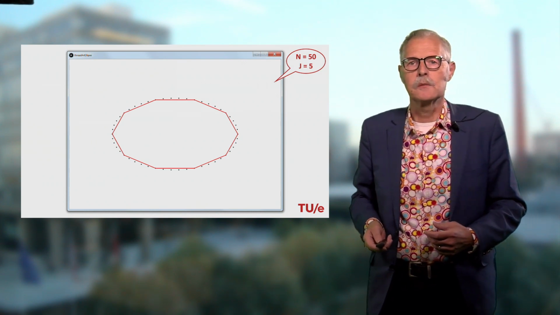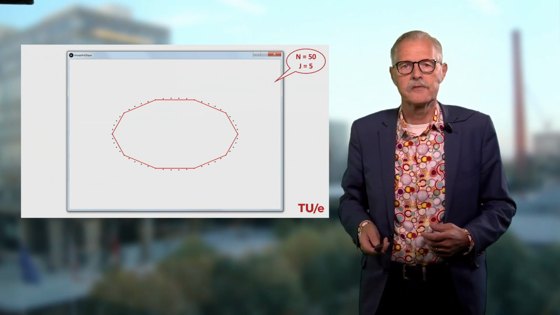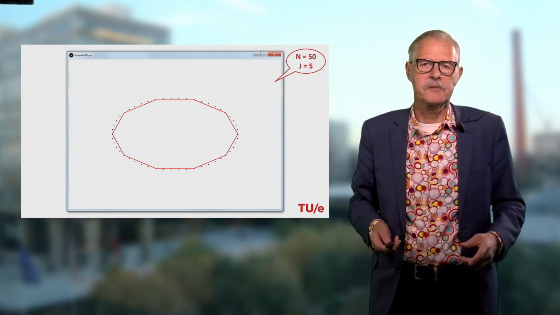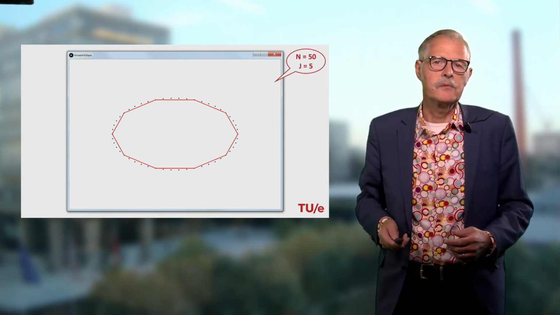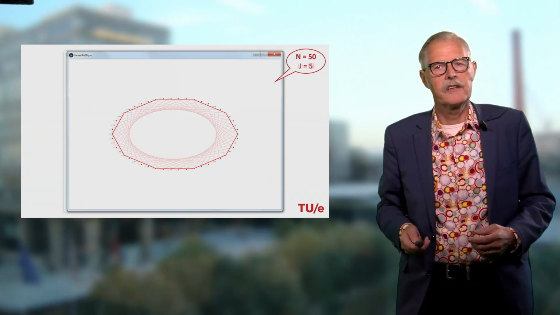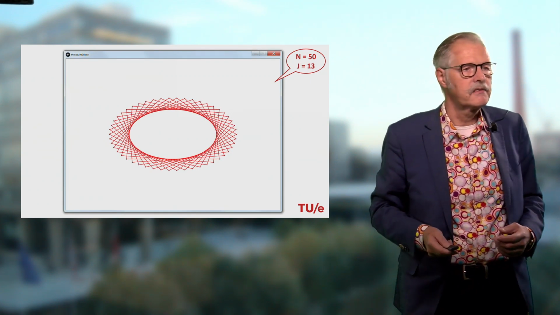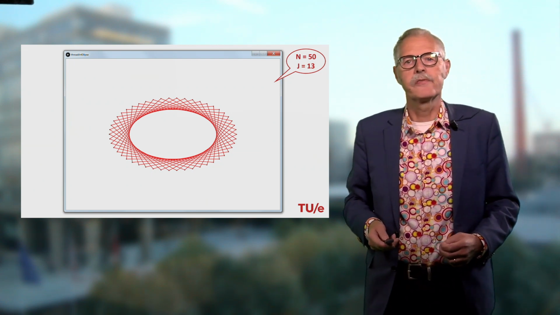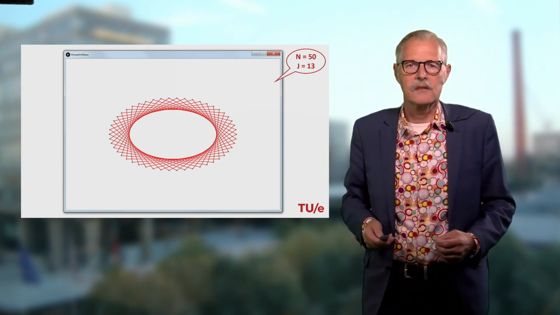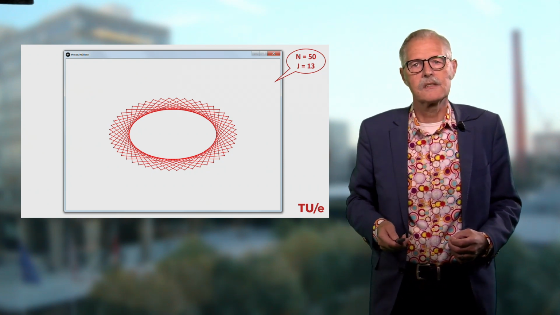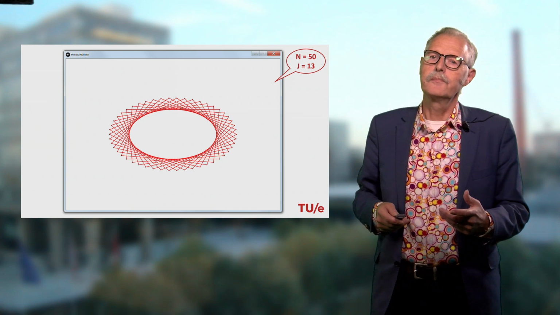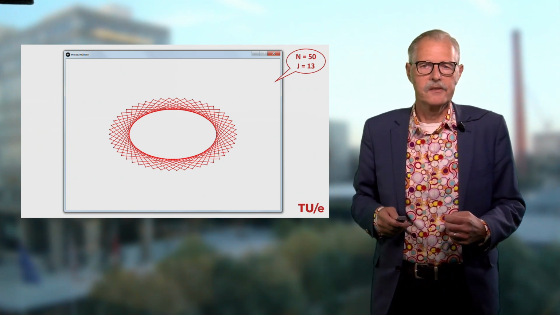If we take n equals 50 and j equals 5, you see that after a number of steps we are back at the same position and we have skipped too much. If we take those numbers to be relatively prime, then there will be a single flow of lines until the whole ellipse is covered. This is the end of the programming work and the mathematics.